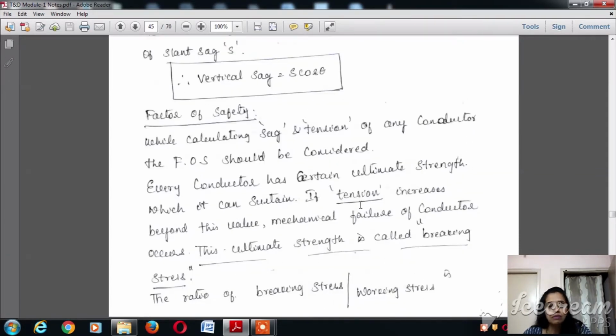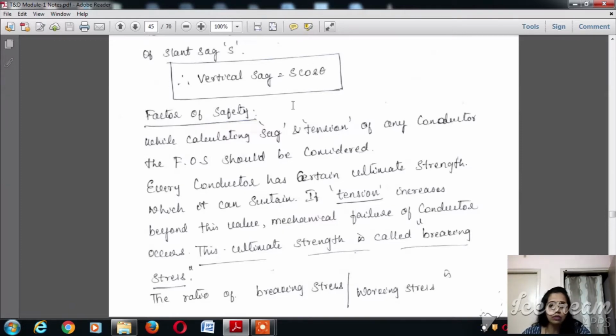Hi friends, we were discussing the lecture video on the factor of safety. In the previous video we learnt about the effects of the ice and the wind pressure that act on the conductor. One acts vertically downwards and the other acts in the horizontal direction. So the resultant will be the total weight acting on the conductor in severe weather conditions.